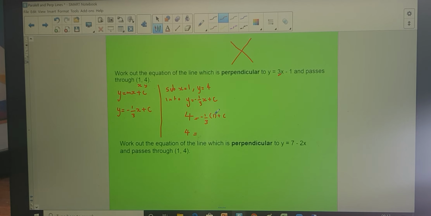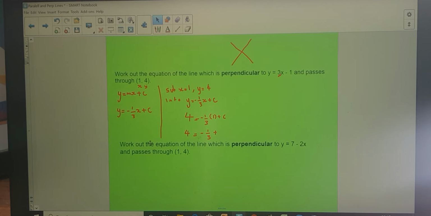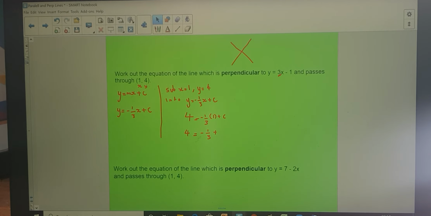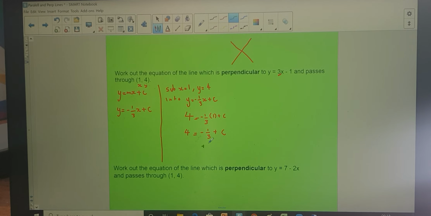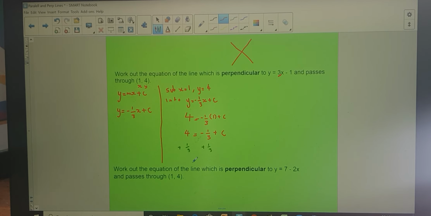So 1 times, essentially negative 1 there, yeah? So I'm going to have negative 1/3. Remember, when I'm multiplying something by 1 or by 2 or whatever, I'm multiplying the numerator of the fraction. Plus c. Then solve, so I'm going to add 1/3 on both sides. Now, if you want, you can leave this as an improper fraction, but the easiest way to probably do this is what is 4 add a third? Well, it's 4 and 1/3 equals c.